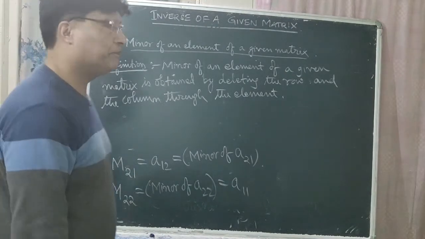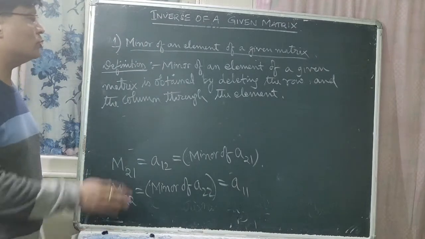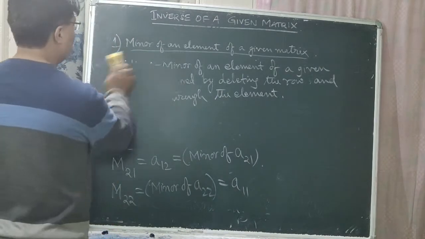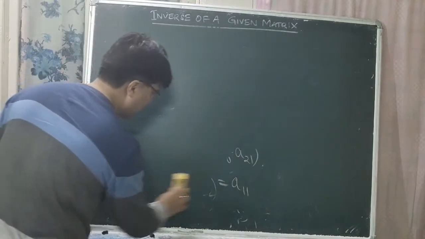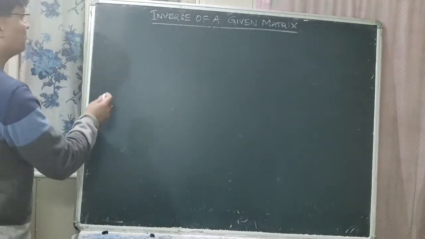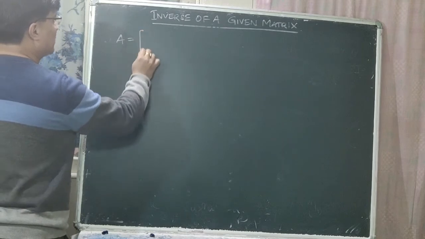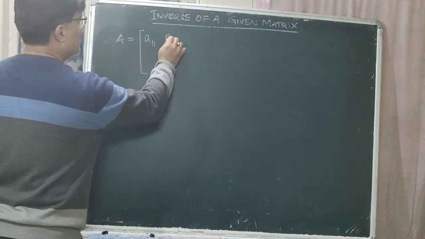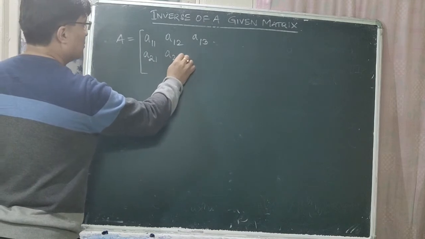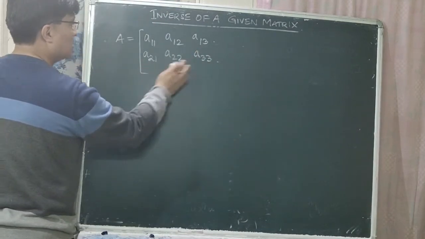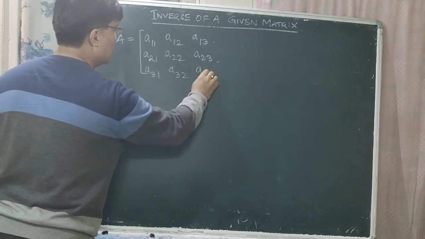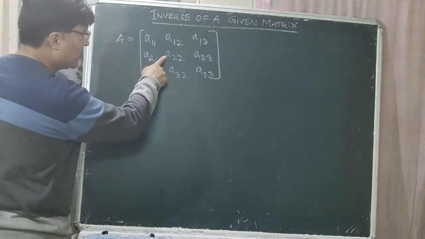Okay. So now let us find out the minor of an element of a given matrix of third order. Suppose you have capital A is equal to A11, A12, A13, A21, A22, A23, next one is A31, A32, A33. So what do you mean by A22?